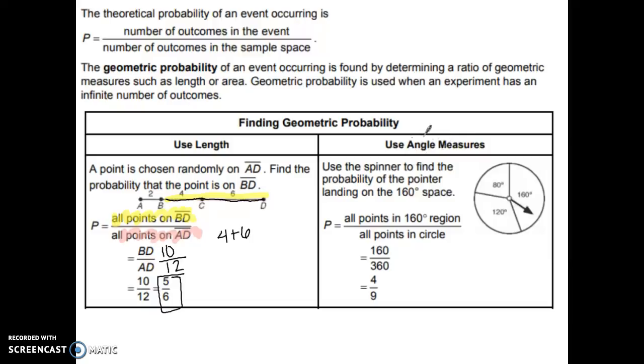When we are using angle measures, it says use a spinner to find the probability of the pointer landing on the 160-degree space. So you put all the points in this region, that's 160, divided by all the degrees in a circle, that's 360. And that actually reduces to 4/9. So let's do a couple more of these.